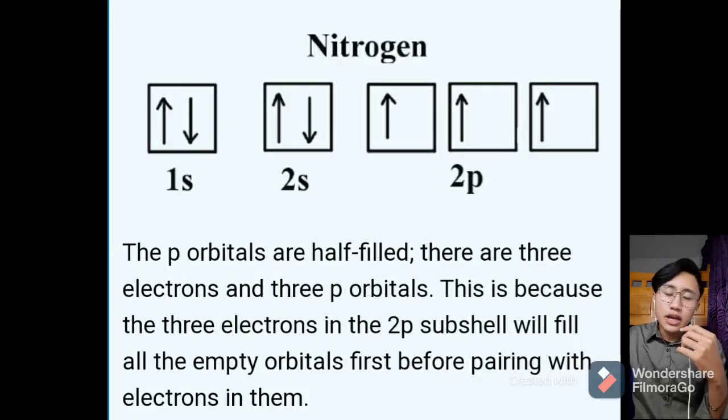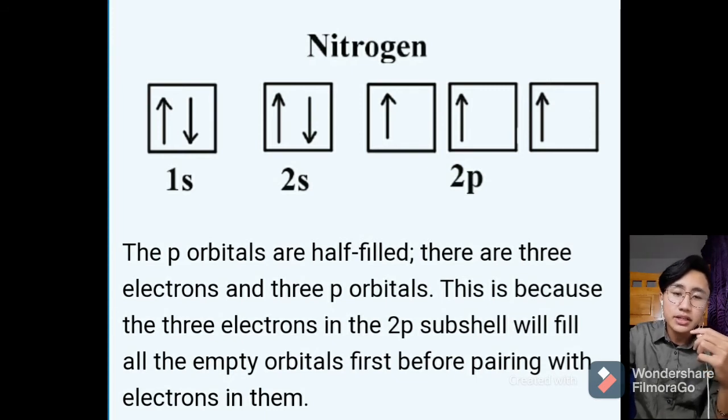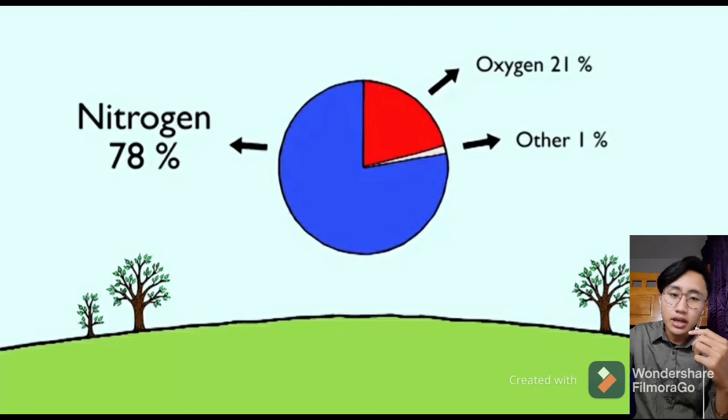Moving on to the electron configuration of nitrogen. The electron configuration of nitrogen is 1s2, 2s2, and 2p3. The p orbitals are half filled because there are 3 electrons and 3 p orbitals. This is because the 3 electrons in the 2p subshell will fill all the empty orbitals first before pairing with electrons in them.